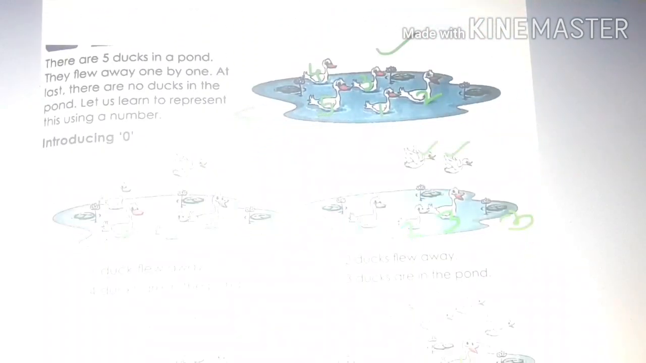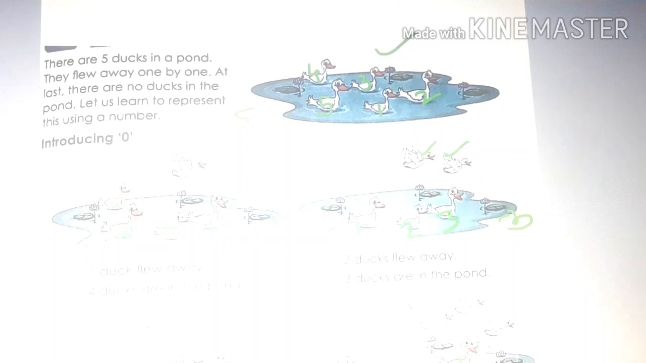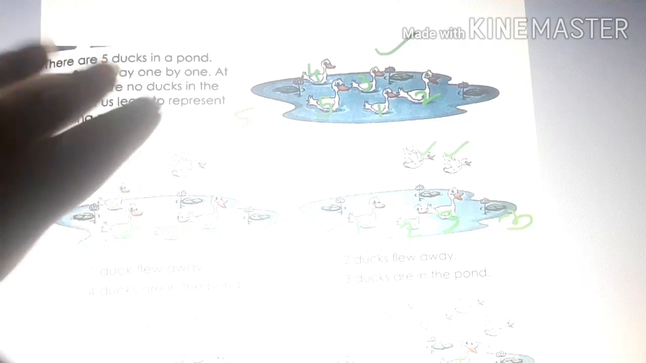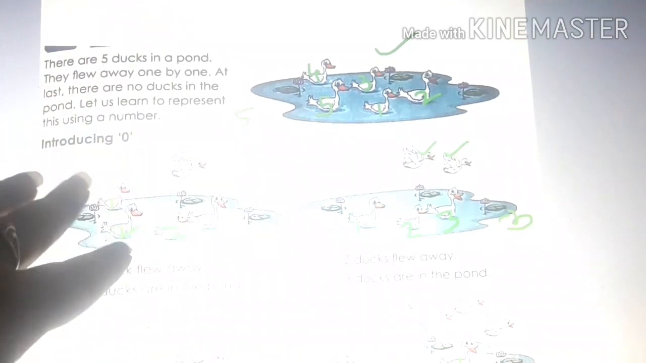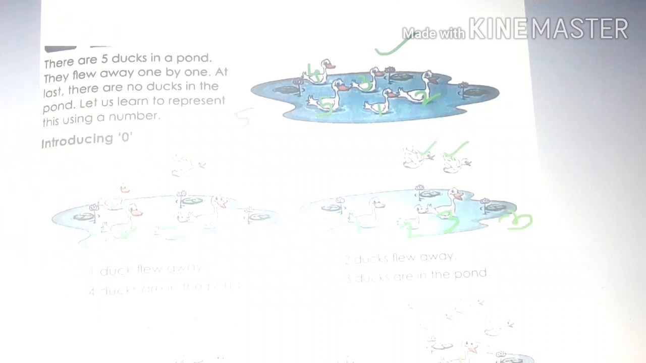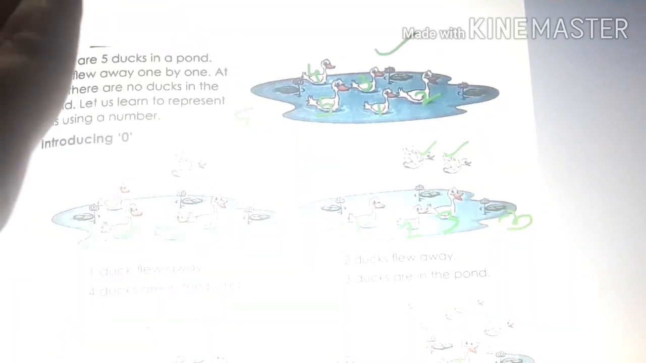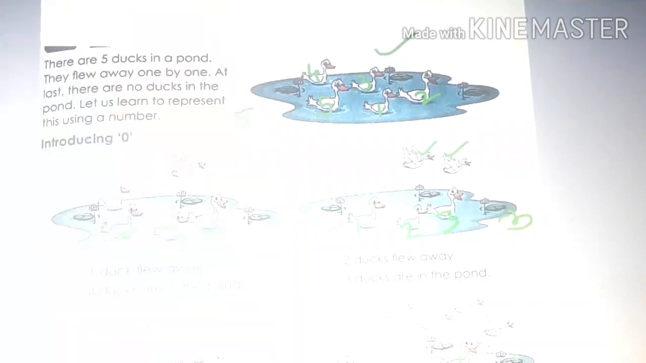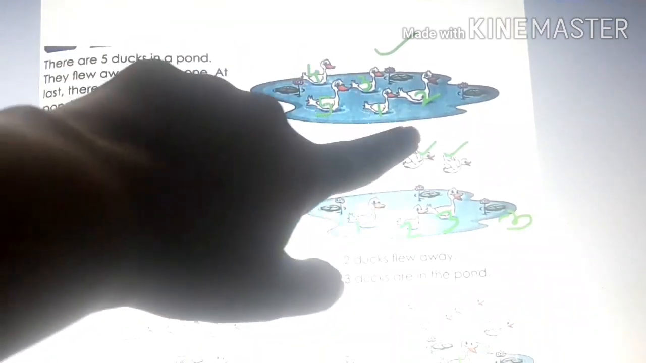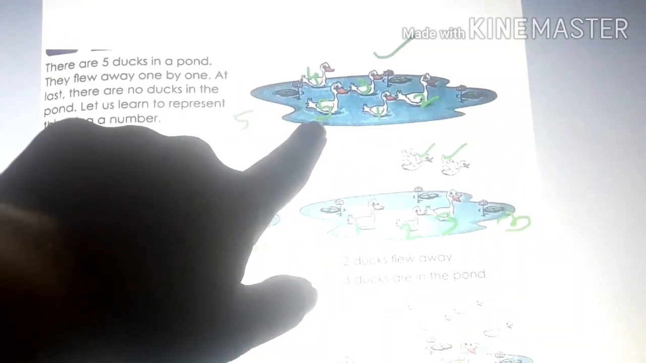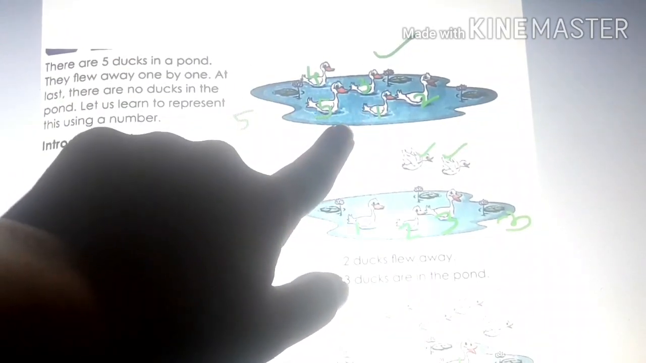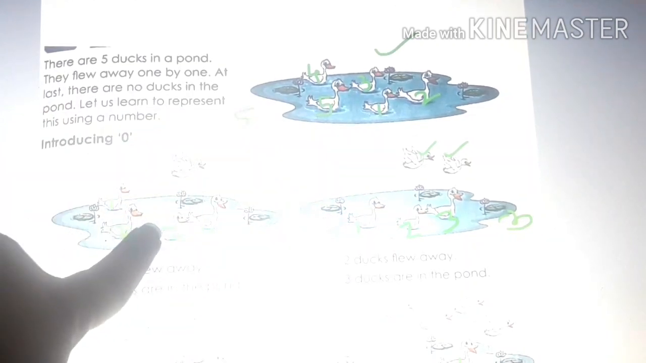Next, take out page 27 of your book. On this page, children, we will study about zero. The concept of zero. So children, what can you see here? What picture can you see here? You can see the pond and ducks, right? In the first picture, children, you can see how many ducks there are in a pond. There are 5 ducks in a pond, right? But in the next picture, children, how many ducks are there?